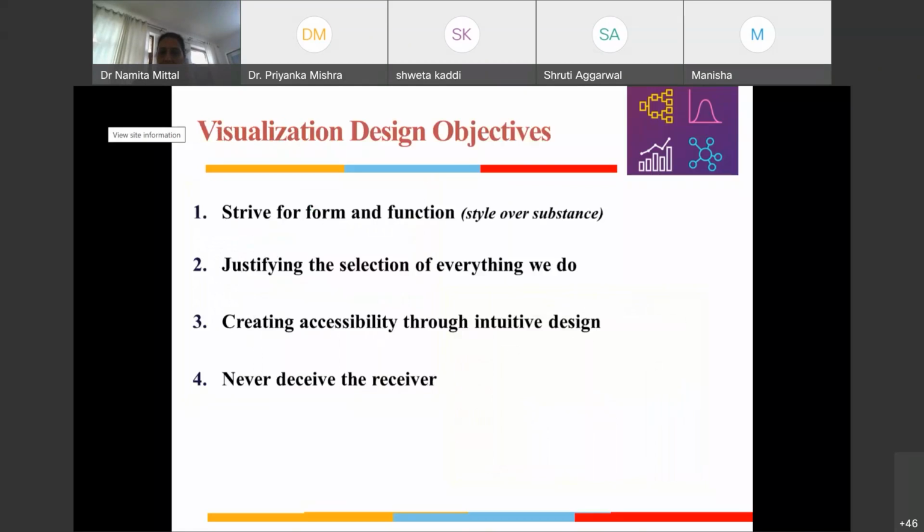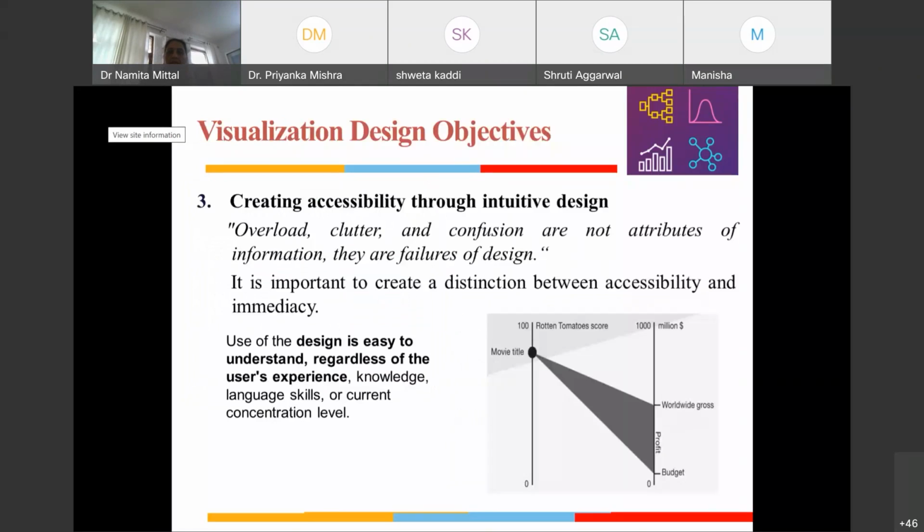The third one is creating accessibility through intuitive design. So look at the visual. Here we have a y-axis where we have got two scales. First is 0 to 100, second is 0 to 1000. That is also possible in the visuals. We can have multi-axis visuals. On the same axis, we can have multi-scales. So look at the movie title. We have a movie title, Rotten Tomato score, and profit.